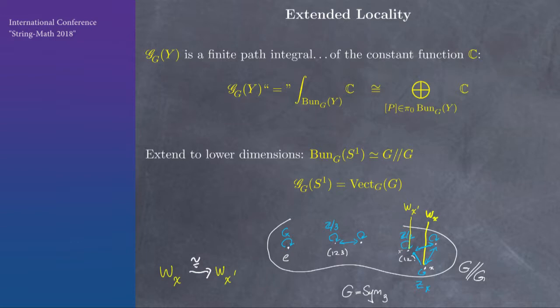So what do G bundles on the circle look like? Well, if we fix a base point and we go around the circle, we get a monodromy, which is an element of the group G. And if we change the base point, it conjugates. And so the groupoid of bundles is equivalent to the groupoid G acting on itself by conjugation.